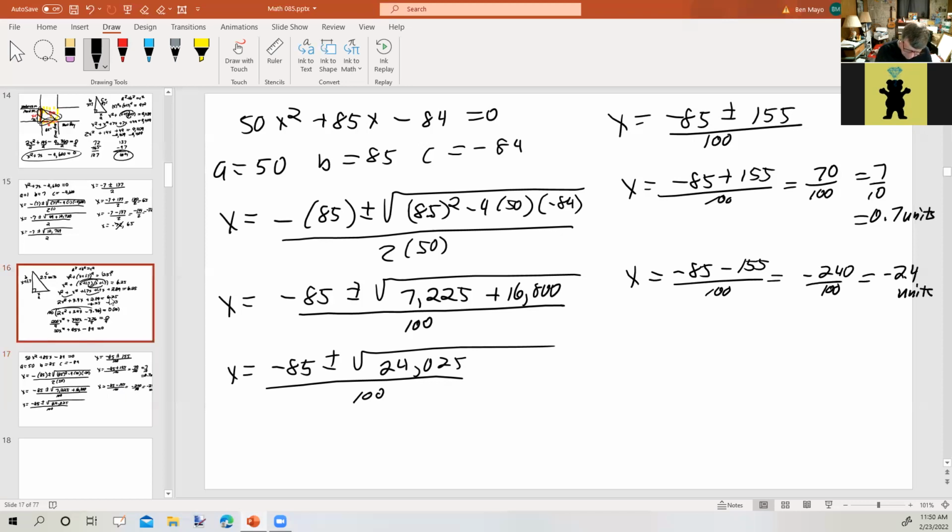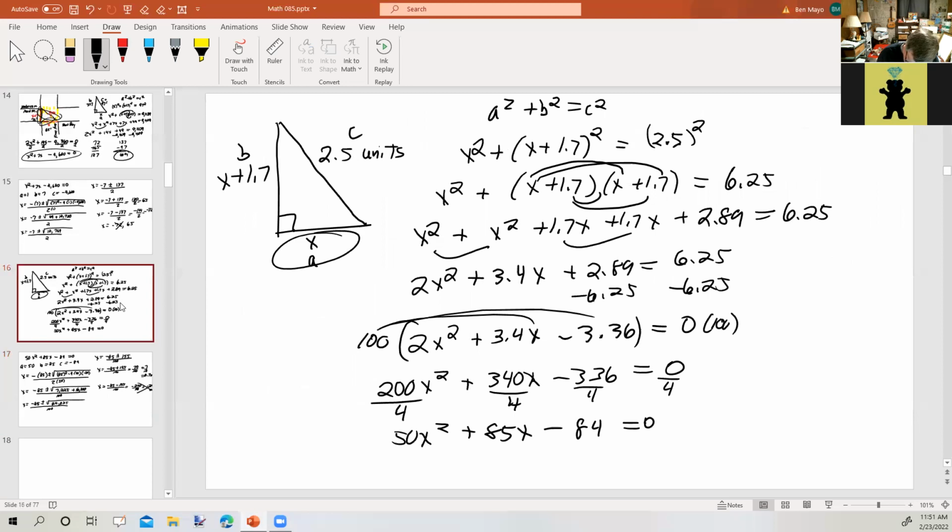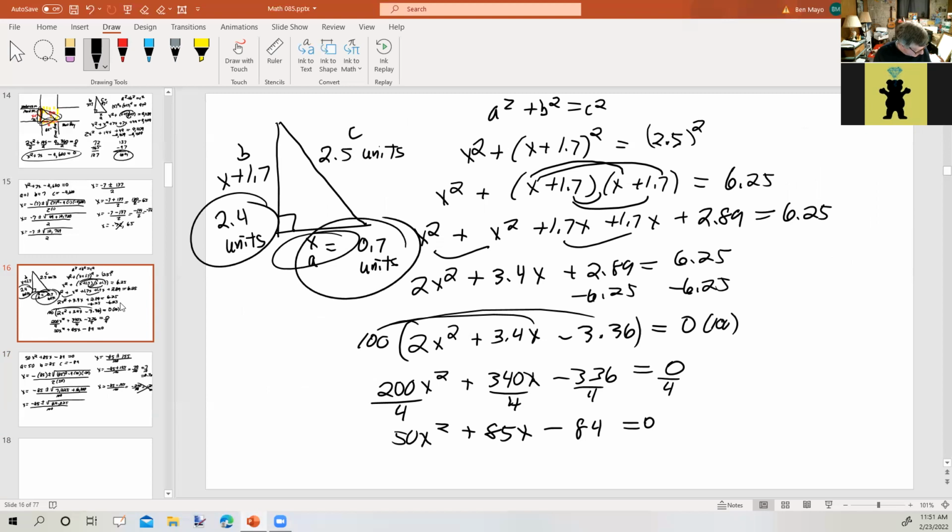But once again, x is a distance, so x can't be negative, okay? So this is going to be 0.7 units. And then 0.7 plus 1.7 would be 2.4 units. So the longer leg, 2.4 units, the shorter leg, 0.7 units. Any questions about that problem?